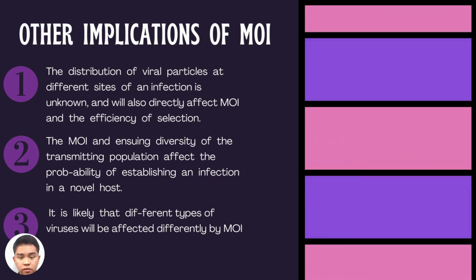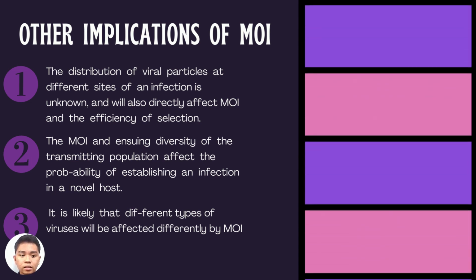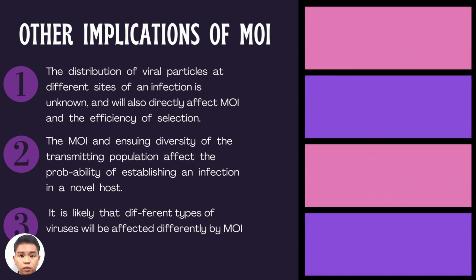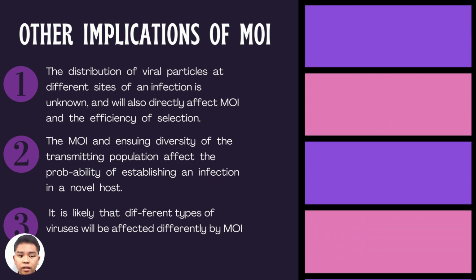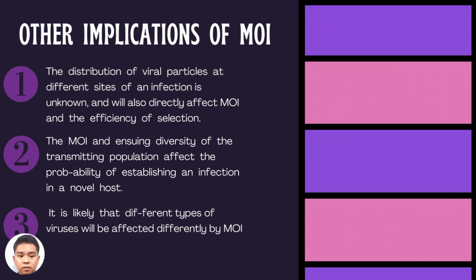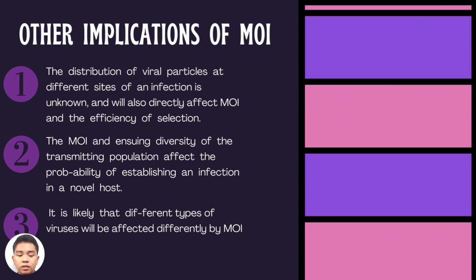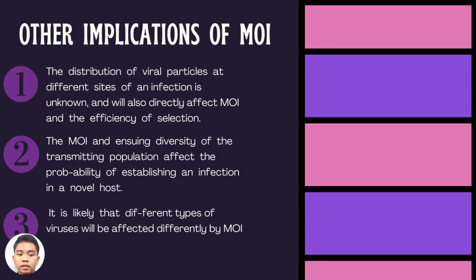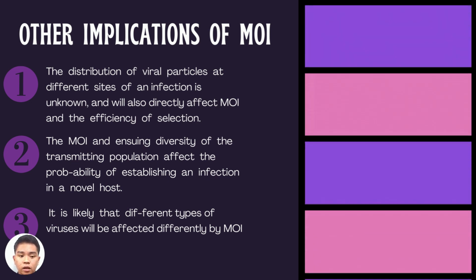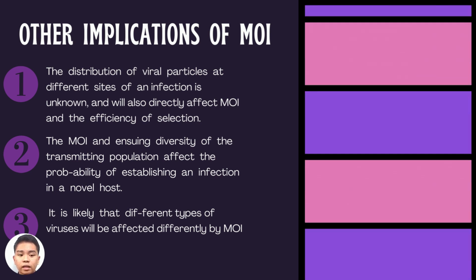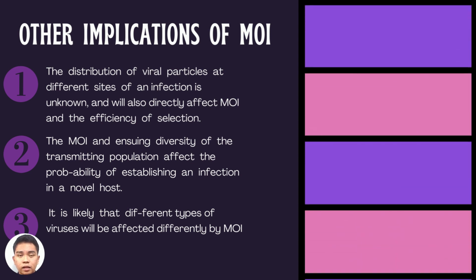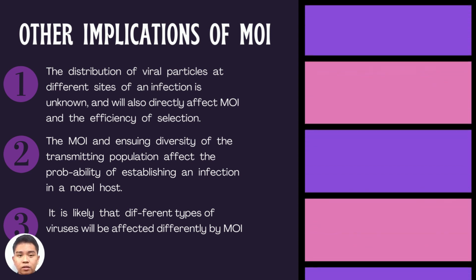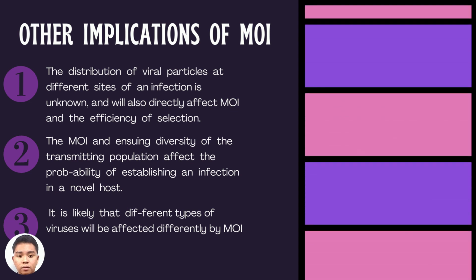And what are the other implications of MOI? There are three. Number one, the distribution of viral particles at different sites of an infection is unknown and will also directly affect MOI and the efficiency of selection. Number two, the MOI and ensuing diversity of the transmitting population affect the probability of establishing an infection in a novel host. And the last one, it is likely that different types of viruses will be affected differently by MOI. So it is really said that the effects will be contrasting and sometimes different from each other.